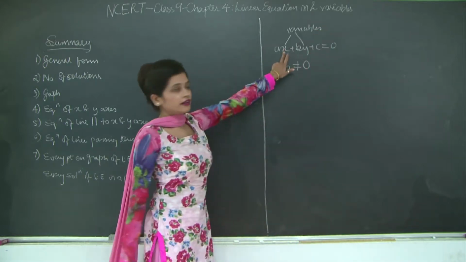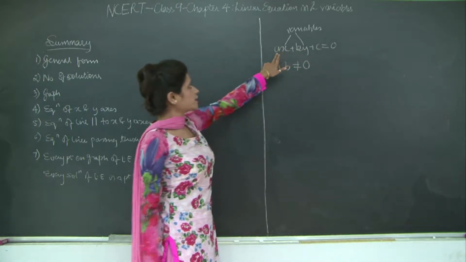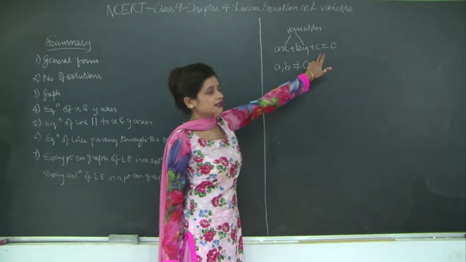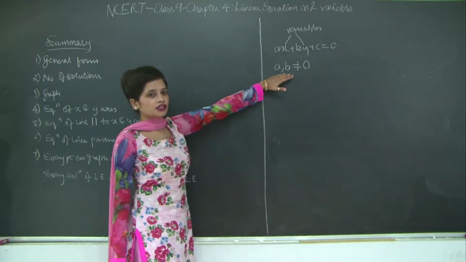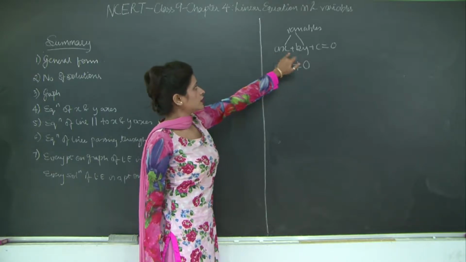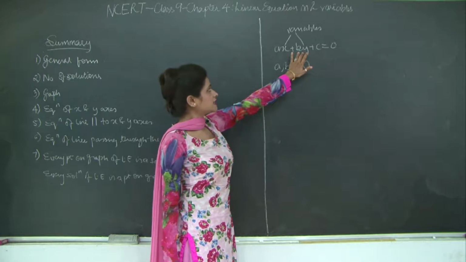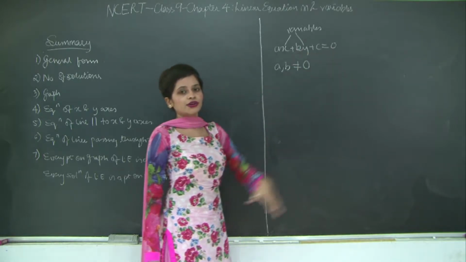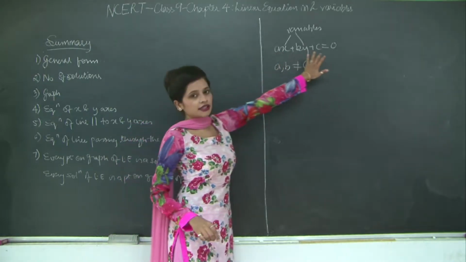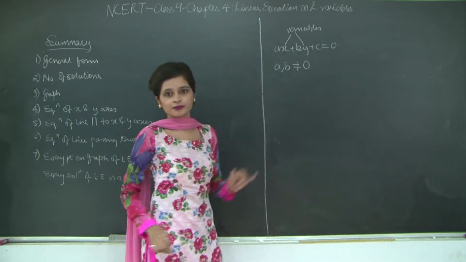So this is variable 1 and y is variable 2. A, b and c are constants. So a will be the coefficient of x, b would be the coefficient of y and c would be a constant term. Now why are a and b not equal to 0? Because if, let's say, a was equal to 0, this entire term ax would become 0. Therefore, we would get our answer as by plus c is equal to 0, which would represent a linear equation in one variable. That is why for this general form of linear equation in two variables, we have a and b not equal to 0.